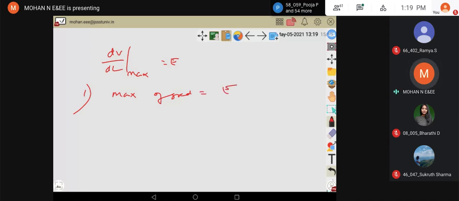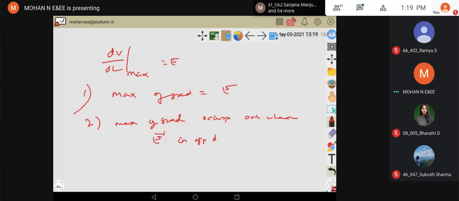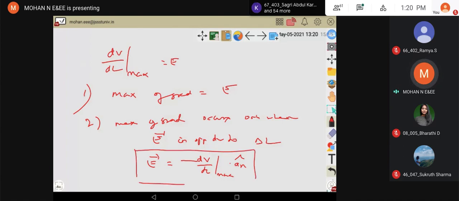The first point you can conclude is that the maximum value of the gradient is always equal to E, and the maximum value of the gradient occurs only when E is in the opposite direction to delta L. That means the movement of the points should be opposite to the direction of E. So I will write E vector as minus dV by dl maximum, with a normal vector which is opposite to the direction of the field. That opposition is given by the negative sign.